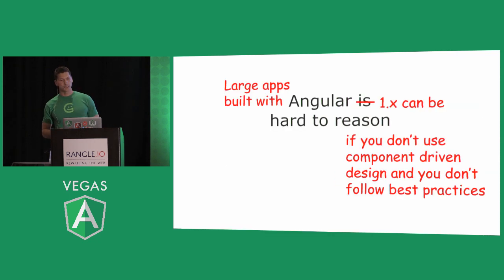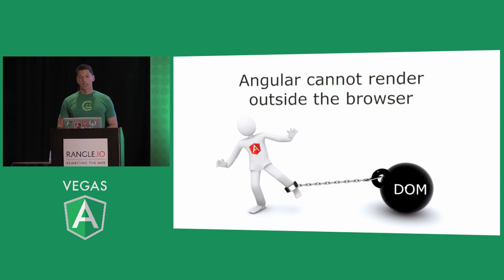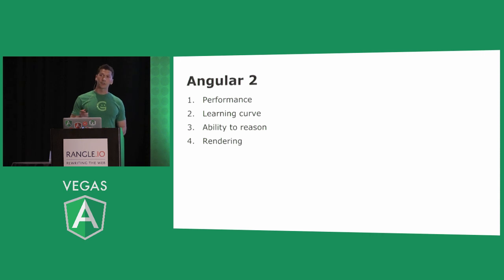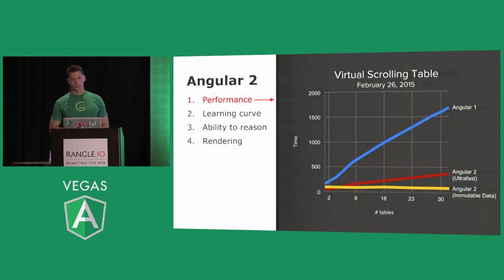Instead of Angular is hard to reason, large apps built with Angular can be hard to reason if you don't use component-driven design and follow best practices. And finally, Angular can't render outside the browser is sort of true as far as the Angular 1 core code goes. You have to use something outside of Angular. Now, how does Angular 2 stack up to all of these?